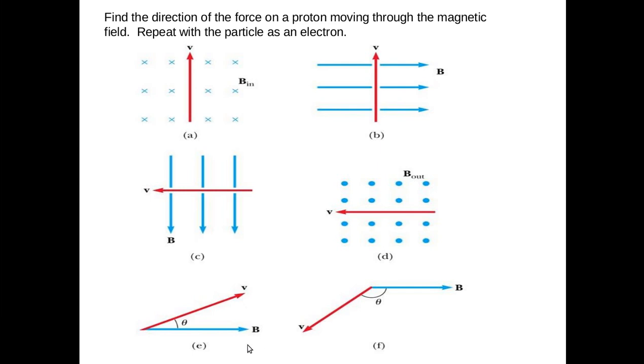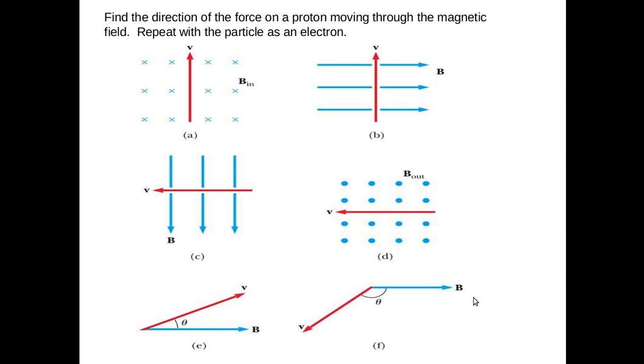And so now if I do that, my thumb is pointing into the page. That's the force for a positive particle. Flip your hand around, the force on an electron or a negatively charged particle is out of the page. Same thing here. We've got my velocity vector here, so I'm going to point my fingers in this direction, but I still want to close them up in the direction of B. Okay, V cross B.